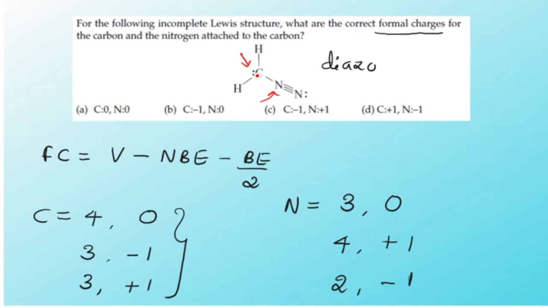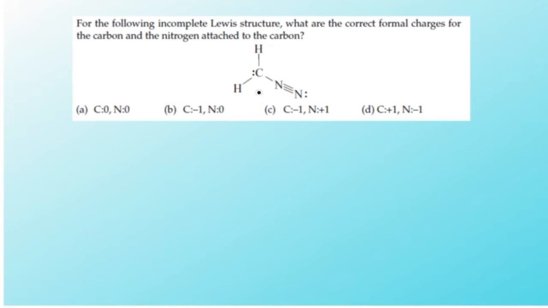From this, what you know here is the carbon is -1. Where do we have it? Either B or C. And nitrogen here will be +1. And which is the correct option in that case? Option C.